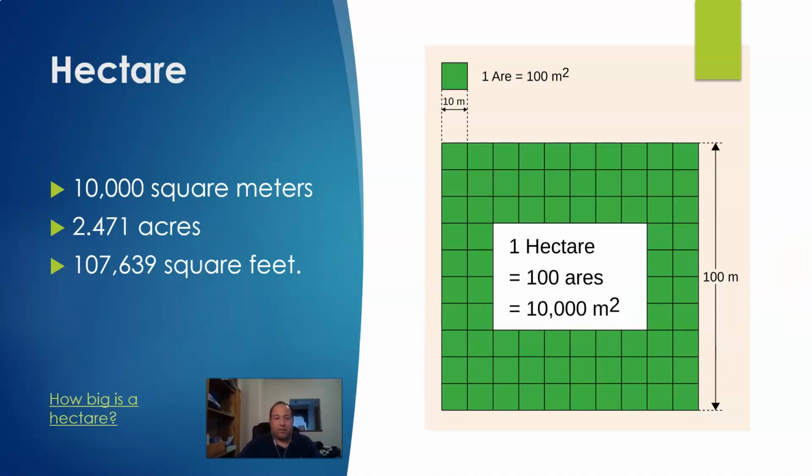A hectare. A hectare is the metric unit of area. A hectare is 10,000 square meters, or 2.471 acres, or an acre is 40% of a hectare. And another way to look at it is a hectare would be 107,639 square feet. And so I've got a link right here, so you can pause the video and check out that link, and that gives you some comparisons in terms of sizes of fields to a hectare.